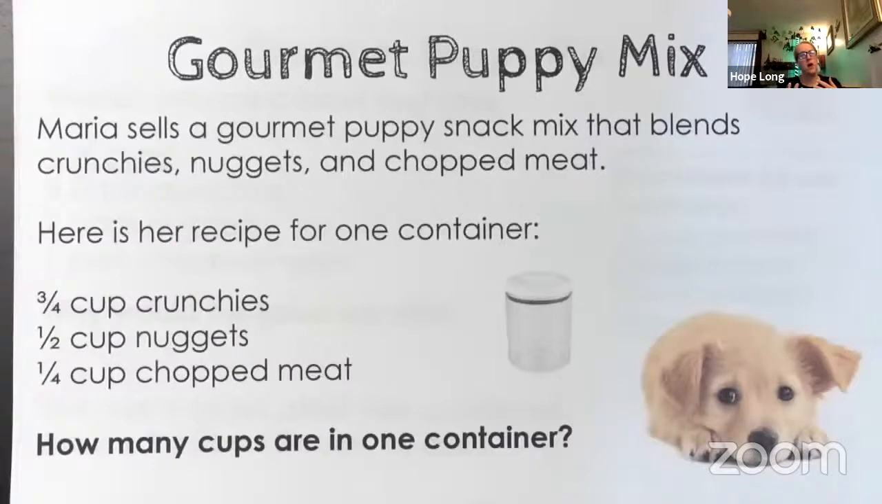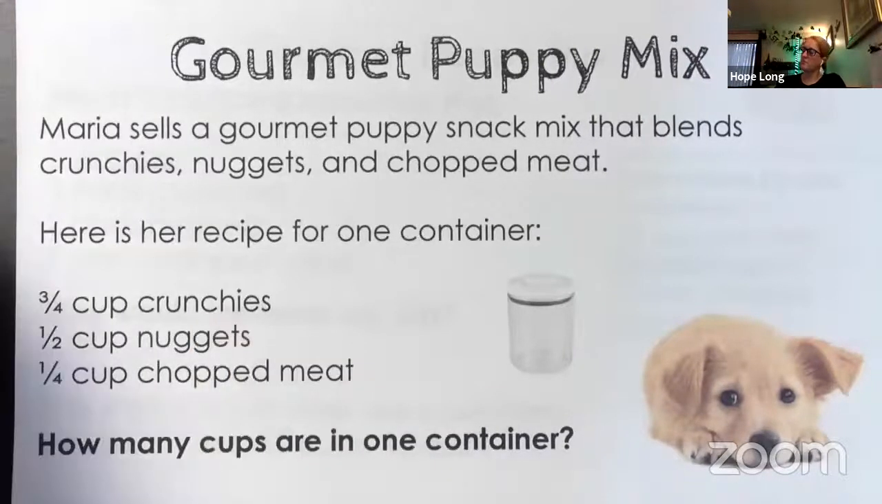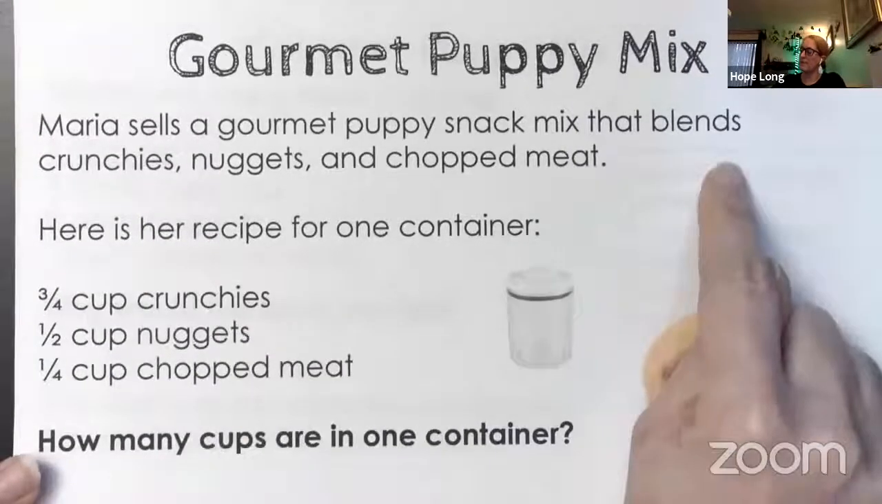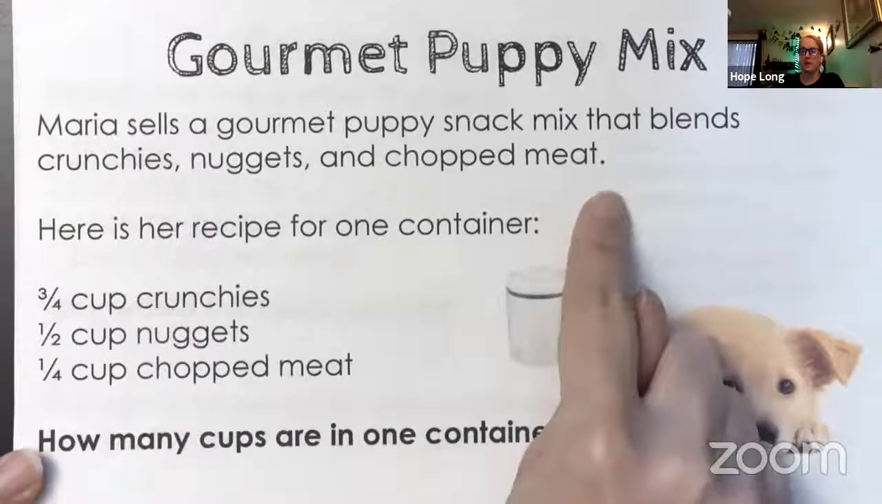Similar to Bob, it's a custom amount situation, and today she's looking at different amounts of ingredients that go into her mix. We're going to be working with 3 different kinds of ingredients, which you'll see here. So Maria sells a gourmet puppy snack mix that blends 3 ingredients: crunchies, nuggets, and chopped meat.